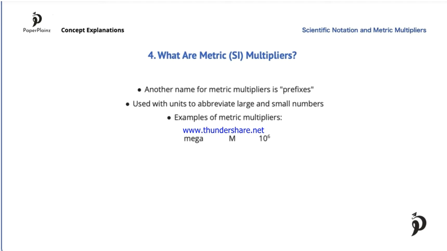Mega, denoted with capital M, stands for 10 to the power of 6. An everyday use of this is in megabytes, which basically means 10 to the power of 6 or 1 million bytes. Kilo, abbreviated with the letter k, stands for 10 to the power of 3 and can be seen in kilogram. Centi, abbreviated with lowercase c, stands for 10 to the power of negative 2 and is found in centimeters. And milli, lowercase m, is 10 to the power of negative 3 and can be seen in millimeters or milliliters.